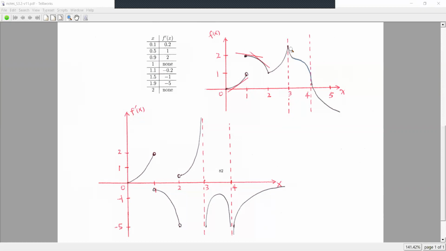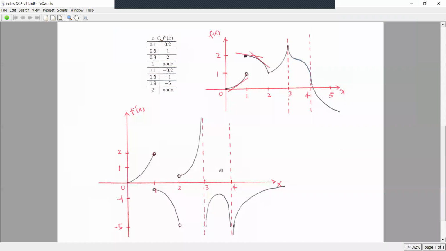Now, based on this observation, I plot the graph of the derivative function between 2 and 3 as this curve. This curve, when x is close to 2, is small, but increasing to infinity. When x is close to 3, the value of the function is very large.